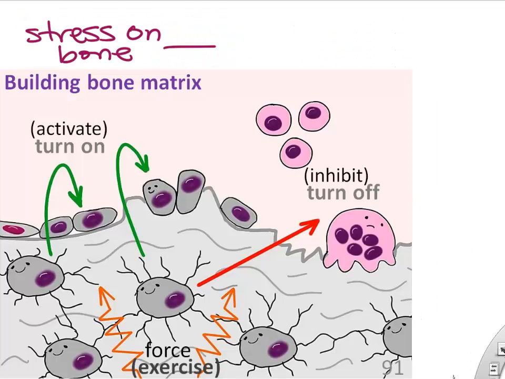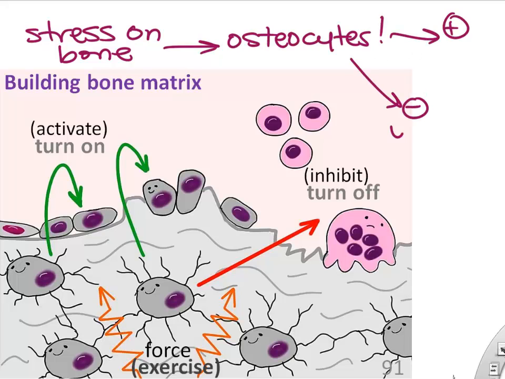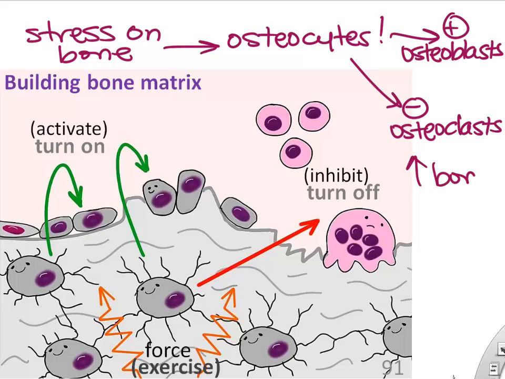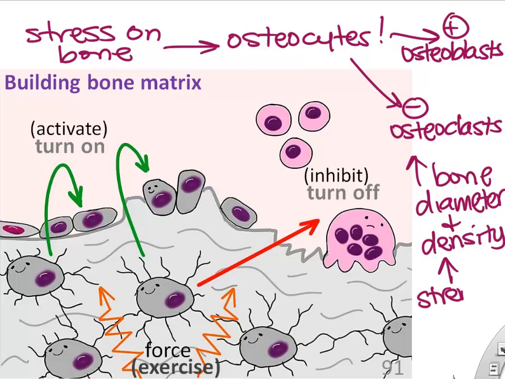How does this take place? Well, stress on the bone is sensed by osteocytes, which live in the bone matrix. The osteocytes then turn on osteoblasts and turn off osteoclasts, so that the bone seems to grow thicker in diameter and higher in density, and that then makes the strength of the bone increased.